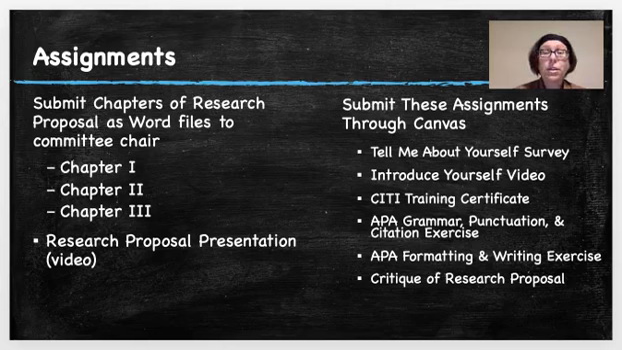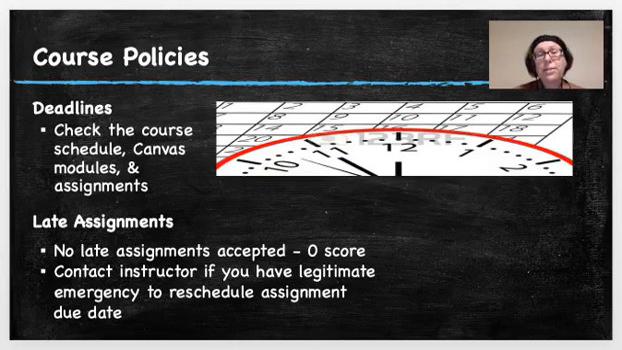Now, I will provide the chairs with the rubrics for each chapter so that they can customize it and know exactly how to work with you on drafting these assignments. But there are assignments that Dr. Spellmaker and I are responsible for. So I want you to submit these assignments through Canvas so that I can grade them. Tell me about your self-survey, introduce yourself, the CITI training certificate, the APA exercises, and the critique of the research proposal. We do have deadlines for every assignment, so please check the course schedule and the Canvas modules to know what assignments are due, what the rubrics are, and the instructions involved.